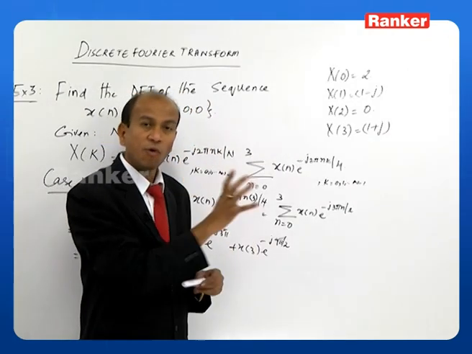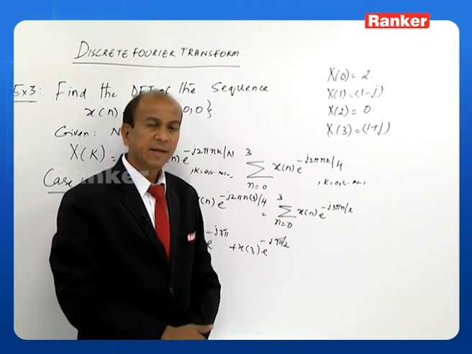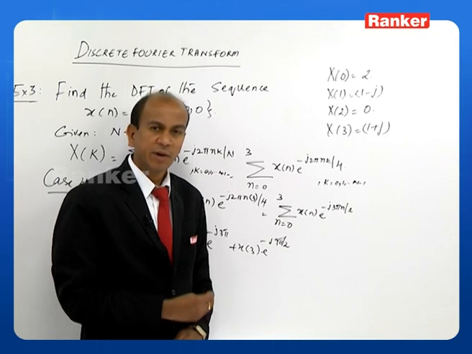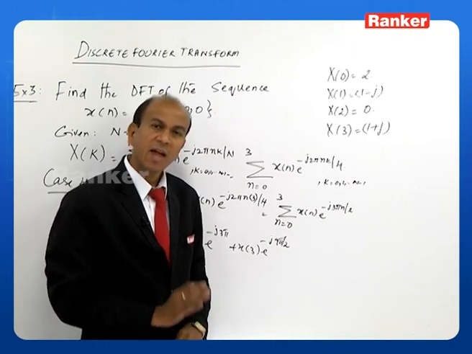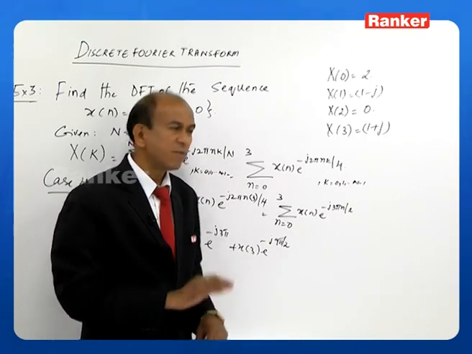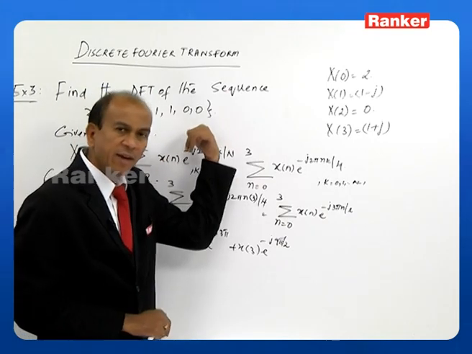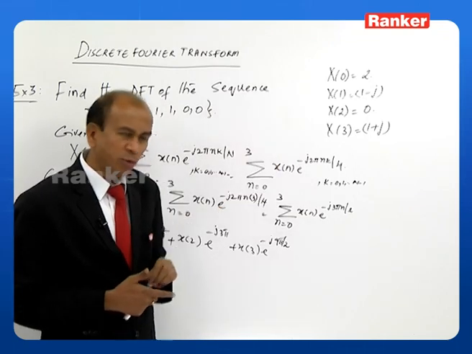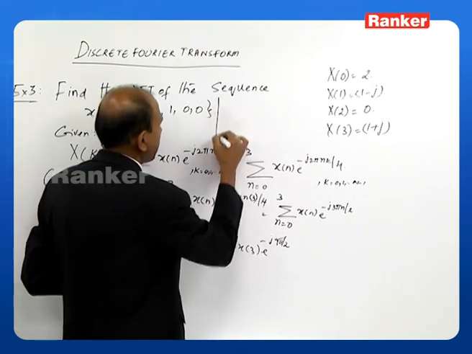Now we got 4 values of x of 3. That is, we have ultimately calculated the discrete Fourier transform or DFT of a given sequence. So given sequence was there, we got a sequence x of n here, and finally we have calculated x of k. Let's put all of them together.